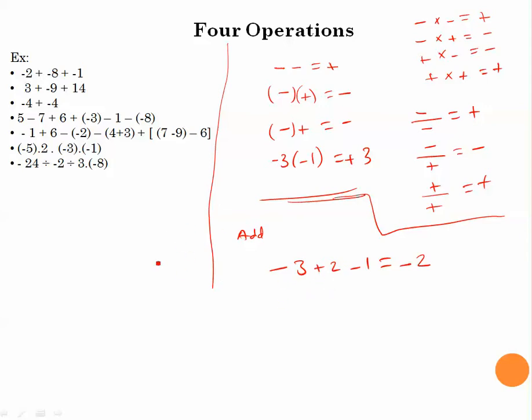Now let's do some examples. Let's do this one first: minus 2 plus minus 8 plus minus 1. Remember what I told you. Two signs next to each other, you just multiply them. Minus 2; plus times minus is minus 8; plus times minus is minus 1. Now you do it normally. Negative 2 and negative 8 is negative 10, and negative 10 and negative 1 is negative 11.